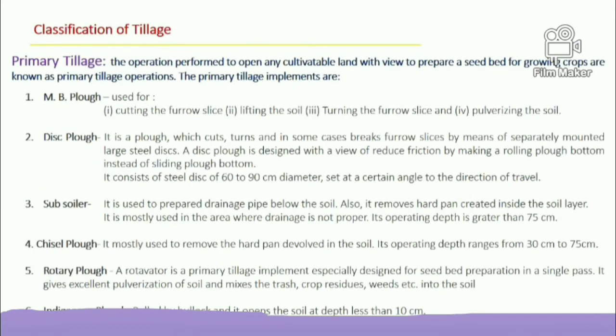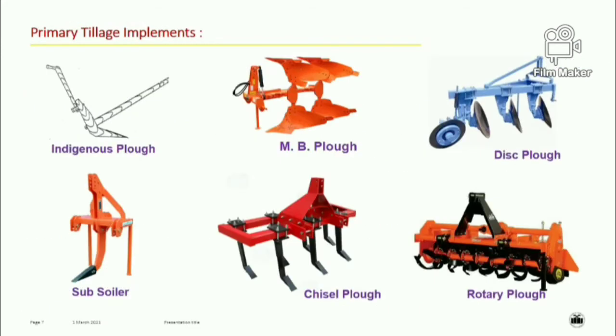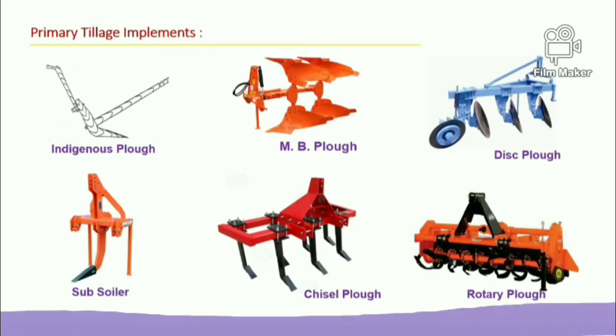So there are different types of tillage, and tillage is classified into two types, primary tillage and secondary tillage. What is primary tillage? The operation which is performed to open any cultivable land with a view to prepare a seed bed for growing crops is known as primary tillage operation. The equipments used in primary tillage are MB plough, disc plough, chisel plough, rotary plough, indigenous plough and subsoiler. So these are some primary tillage equipments.